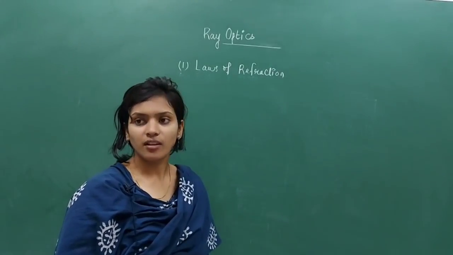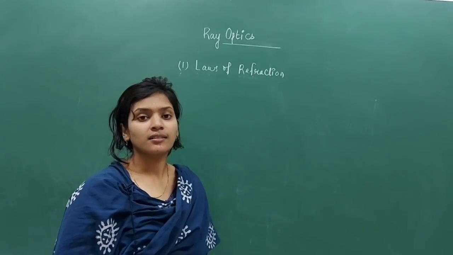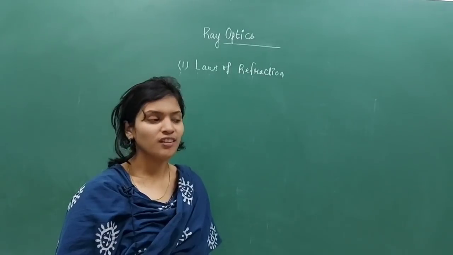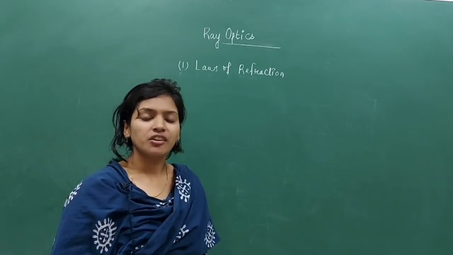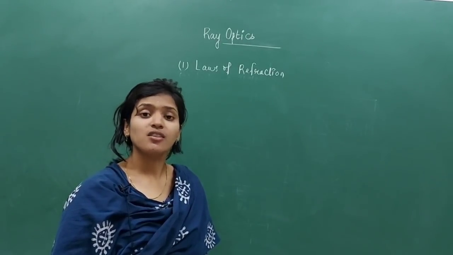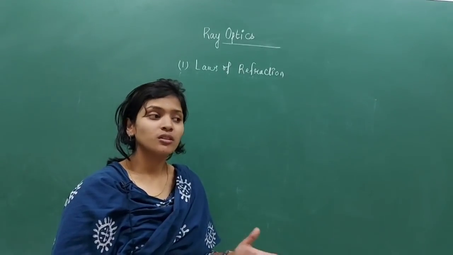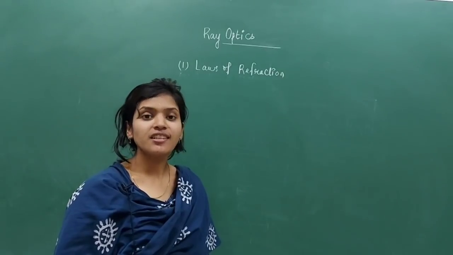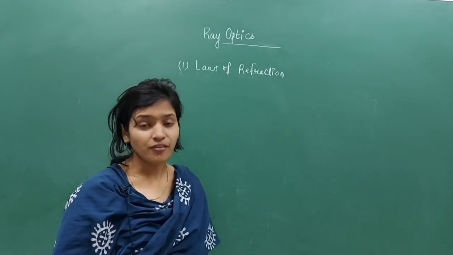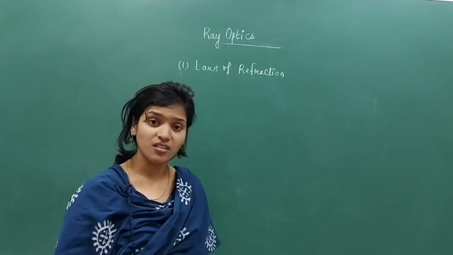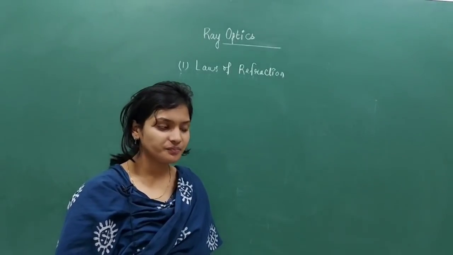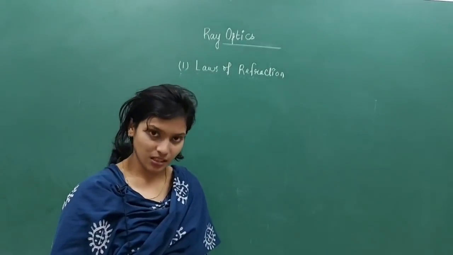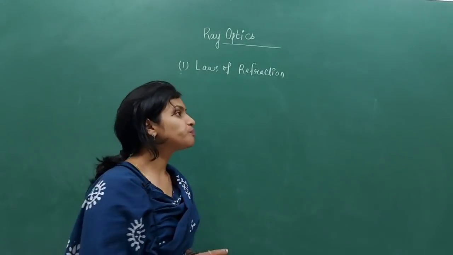The properties like velocity and wavelength will change while a ray of light moves from one medium to another medium, whereas the frequency, phase and energy of the light remain constant when a ray of light moves from one medium to another medium. This is a one mark question, remember that.